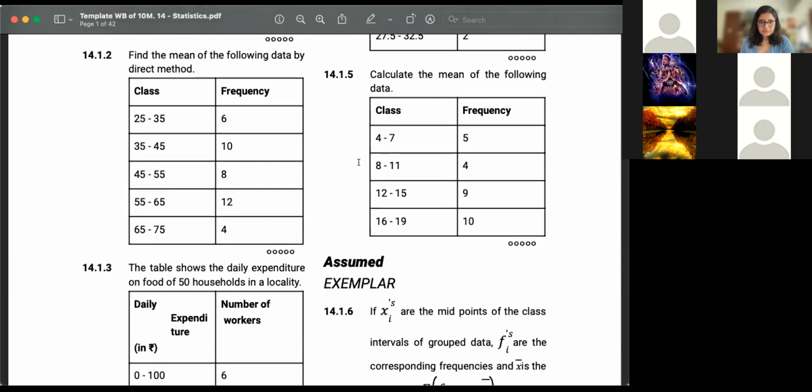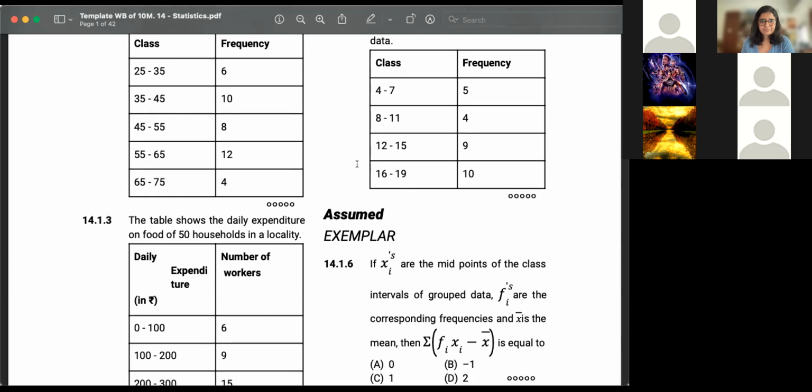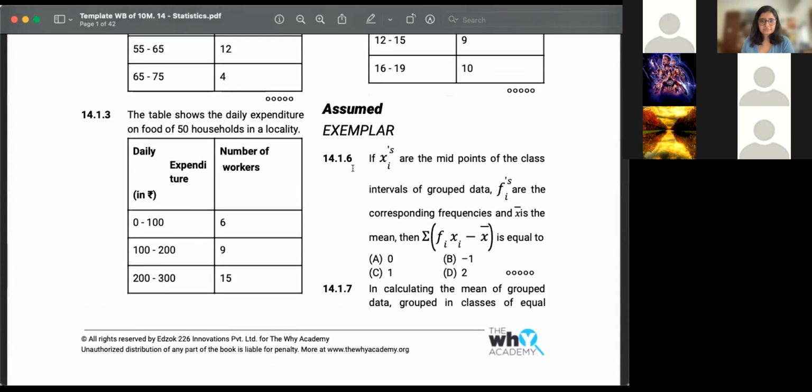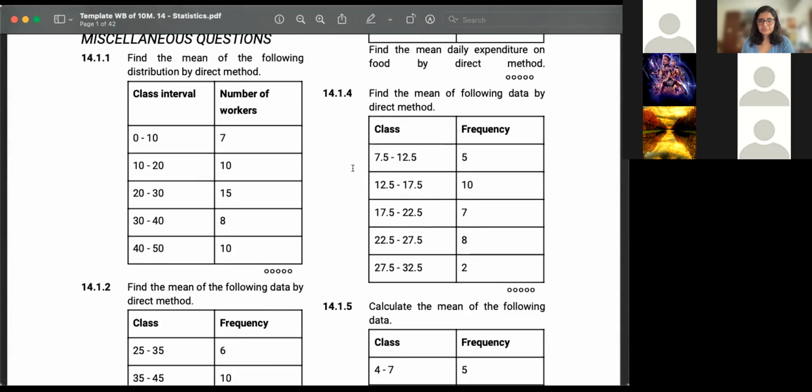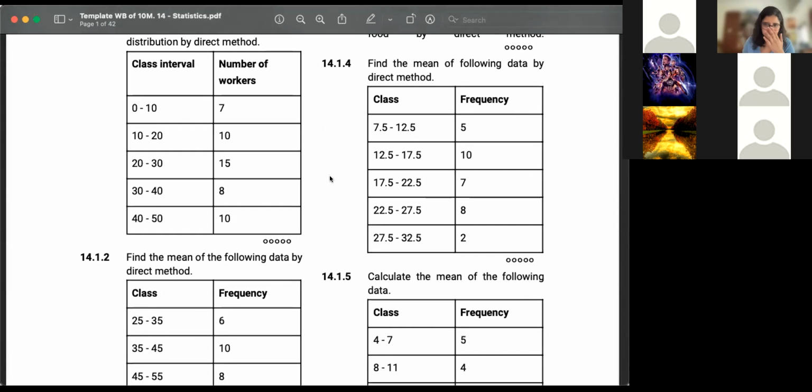Workbook. Okay. Do 14.1.4. I know in this context it is asking you to find the mean by direct method, but we've learned assumed mean method, right? Just apply it to this. The answer for the mean should be the same.